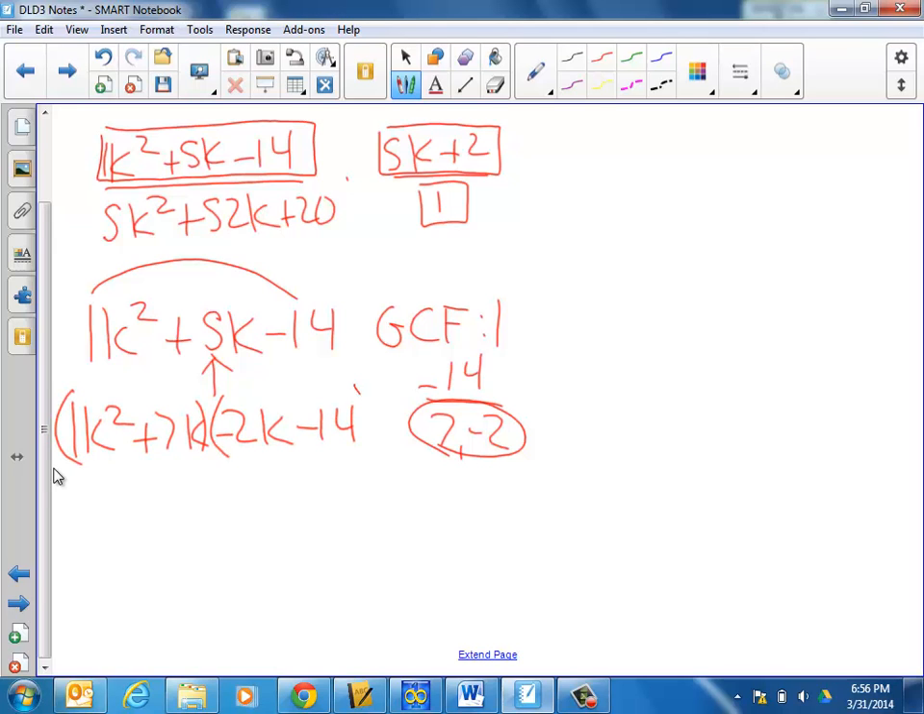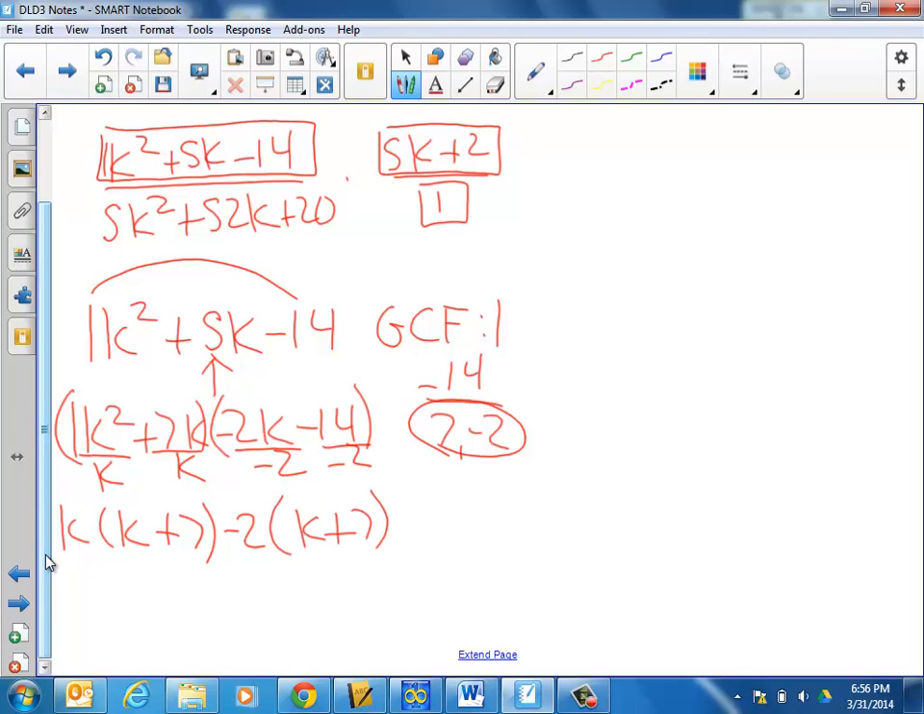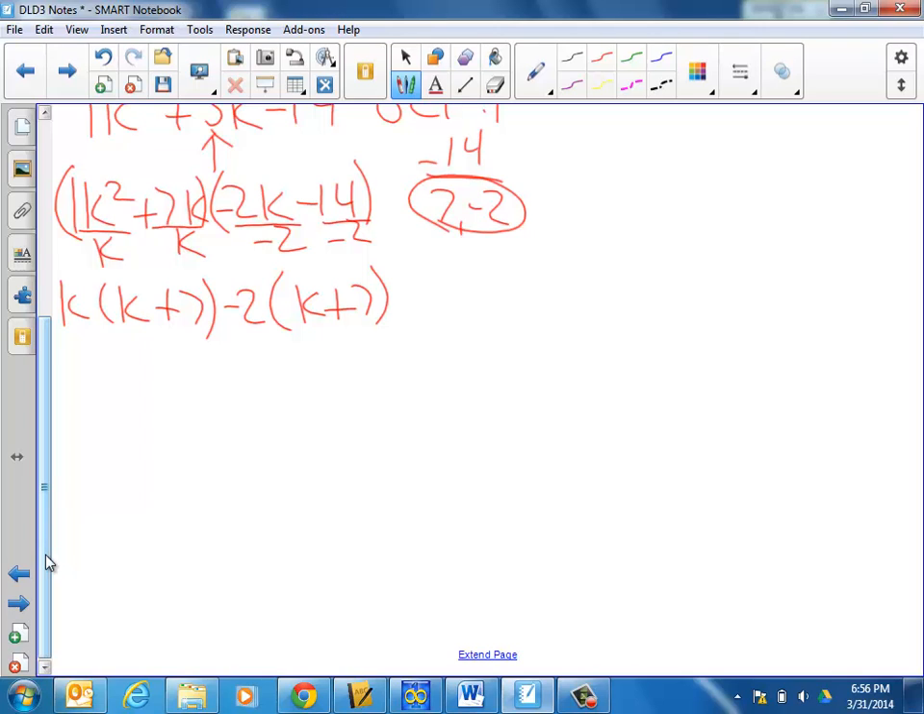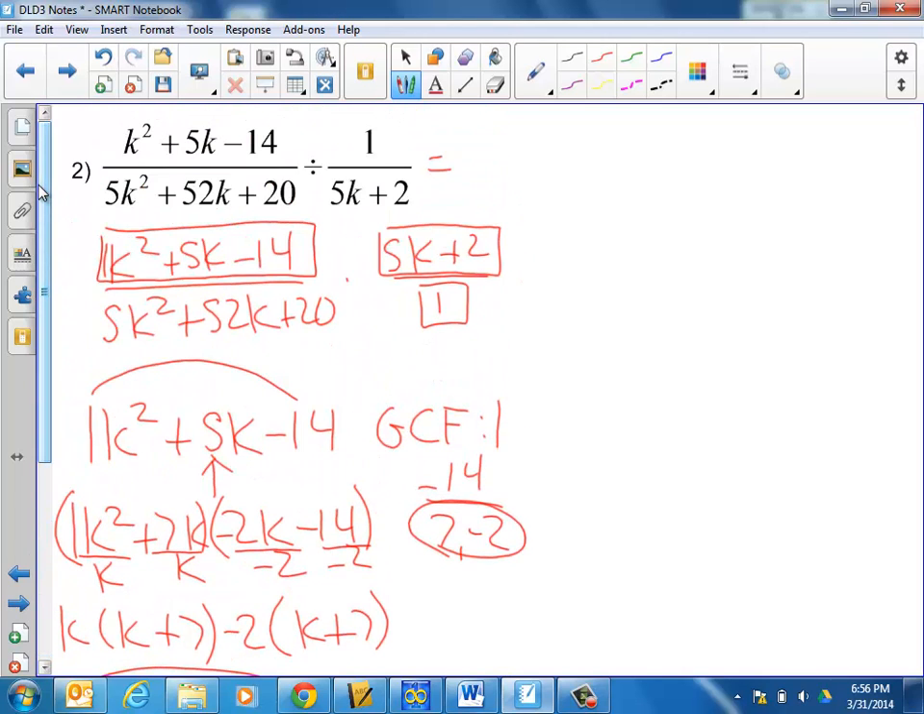We will group and look for things that are in common to each group here. 1k squared and 7k has a k in common, so pulling that k out, we are left with k plus 7. Negative 2k minus 14 has a negative 2 in common. Pulling that negative 2 out, we are left with k plus 7. So, finishing this factoring by grouping up, we've got a k plus 7 out in front of a k minus 2. And again, we're circling this because that's going to be valuable to us when we rewrite this fraction times a fraction problem with all the factored pieces that we can.